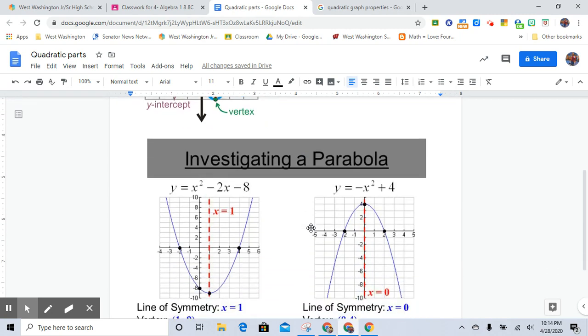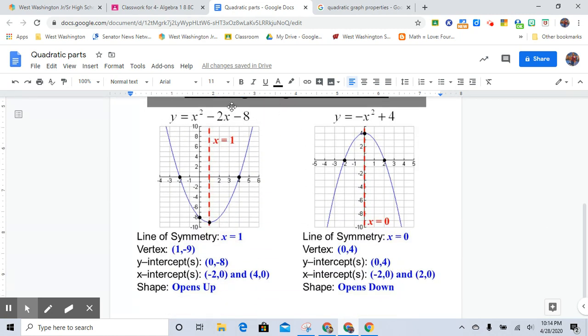Okay, so looking at this, we have these two graphed already. It tells us the line of symmetry, and that includes the vertex. The vertex is at the point 1, -9. That's just the coordinate here. The y-intercepts are, I'm sorry, there's only one. I don't know why they put an S there, because on a parabola, there will only ever be one y-intercept. But yeah, the y-intercept is here at -8. The x-intercepts are given. And the shape, this opens upward. So this is a positive parabola.